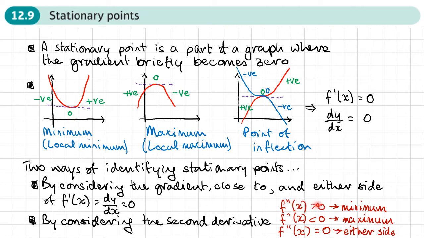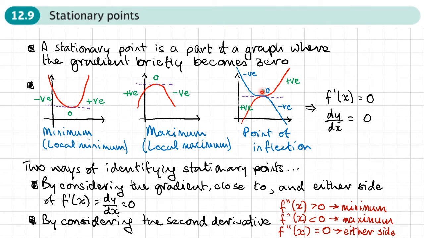If we work that out and we get a number which is positive, a value greater than zero, that tells us that our stationary point is a minimum or a local minimum. If we take this value of x and we put it into the second derivative and we get a value which is negative, less than zero, that tells us that we have a maximum or a local maximum.